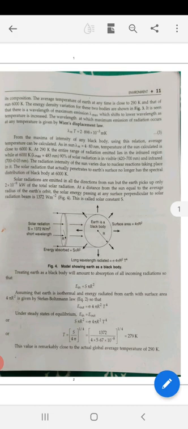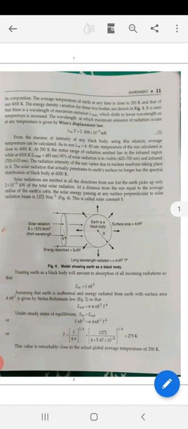As in sun, lambda maximum is equal to 483 nanometer. Temperature of the sun calculated is close to 6000 K. At 290 K, the entire range of radiation emitted lies in the infrared region, while at 6000 K, 483 nanometer, 90% of solar radiation is visible, that is 420 to 700 nanometer, and infrared is 700 to 3000 nanometer.